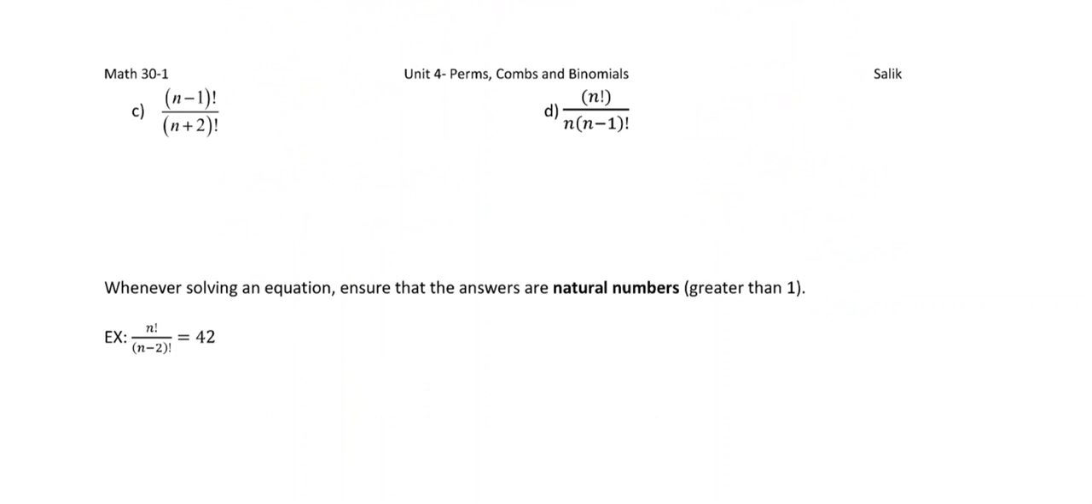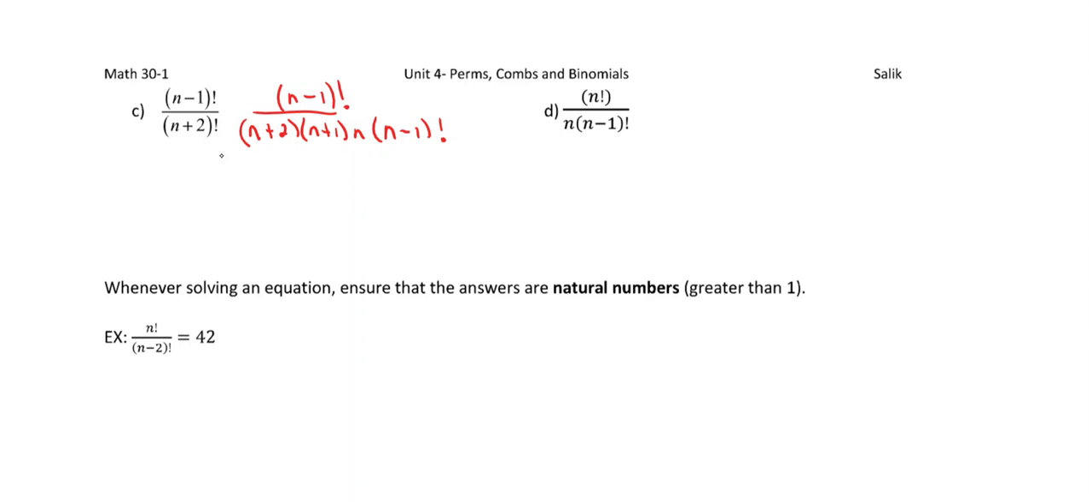All right, next one. So we've got n minus 1 factorial over n plus 2 factorial. I'm actually going to expand the bottom to show you how this is going to look, because on the bottom here, this would be n plus 2, and then n plus 1, and then n. And then the next one would be n minus 1. And again, I'm just going to call that factorial, right? Because that just keeps on going forever. And the top is already n minus 1 factorial. So now I'm good to go, right?